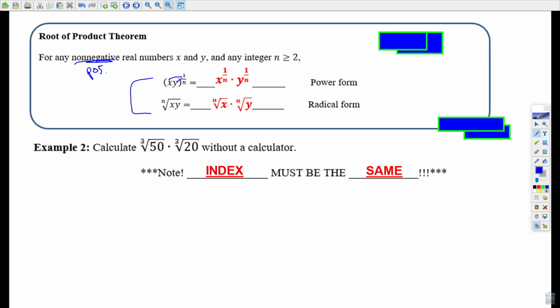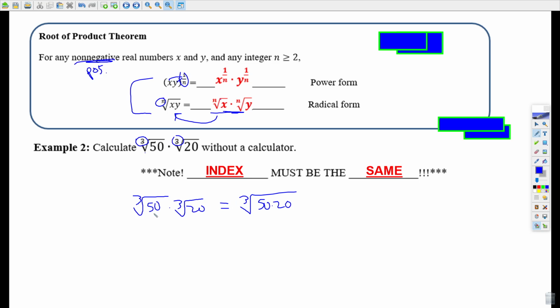So if you're looking at the index on both of these, that's these numbers right here, the 3 and the 3. If they're the same, then you can actually use these properties up here, right? So we're actually going to use the backwards version of this. We're going to start with this and work our way back to this. So if we have the cube root of 50 times the cube root of 20, that's the same thing as saying the cube root of 50 times 20.